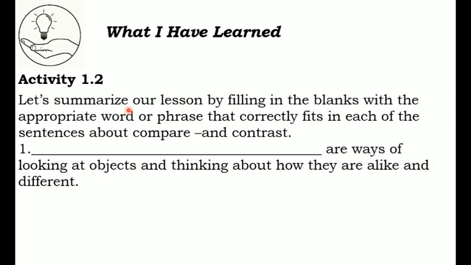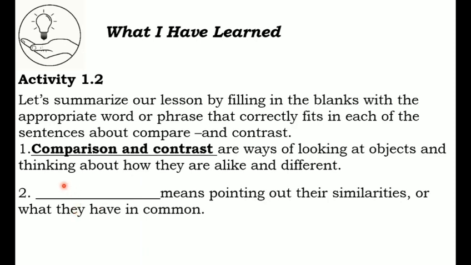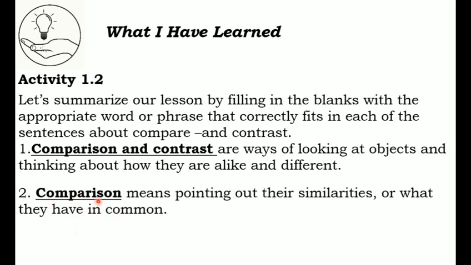Okay. Now be ready with your ballpen. This is one of the parts that have no answer in the key to correction in your module. Activity 1.2. Let us summarize our lesson by filling in the blanks with the appropriate word or phrase that correctly fits in each of the sentences about compare and contrast. Number 1, blank are ways of looking at objects and thinking about how they are alike and different. What is the answer? Okay, the answer is comparison and contrast. Number 2, blank means pointing out their similarities or what they have in common. What's the answer? The answer is comparison.